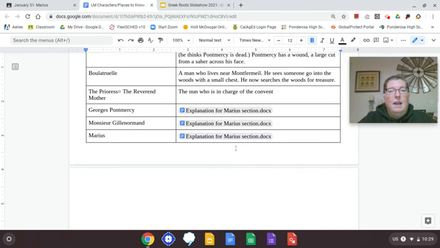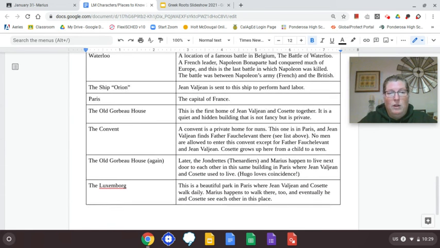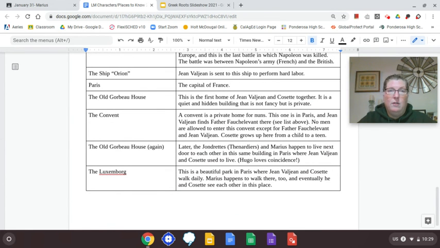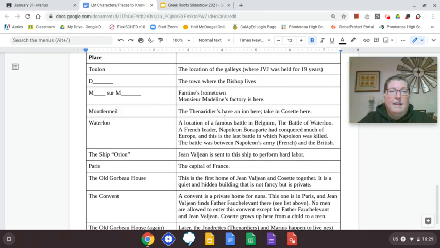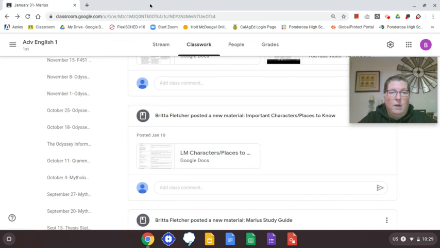And then these are the places that are important. So I'm just adding to this as we go through the sections of the book. So this is not complete. I'm making it this year, so I'll keep adding to that. That might be something that could help you to determine what is important and what is not as you're reading.